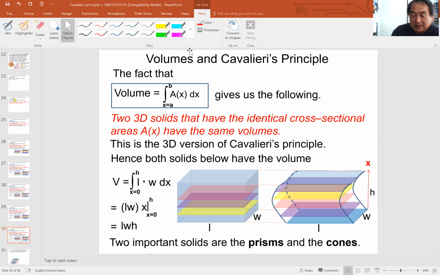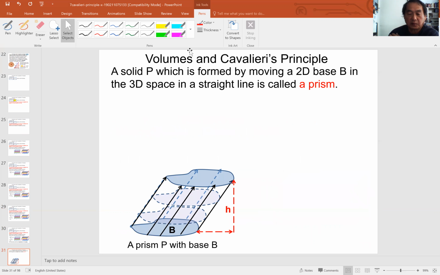In particular, one shape this is applied to is what we call in mathematics the prism. What's a prism? A prism is where you take a base, a flat base, an area. Then you take the base and move it across space.